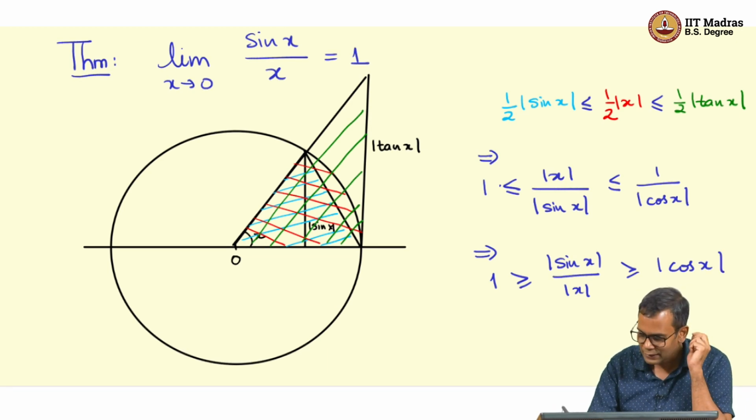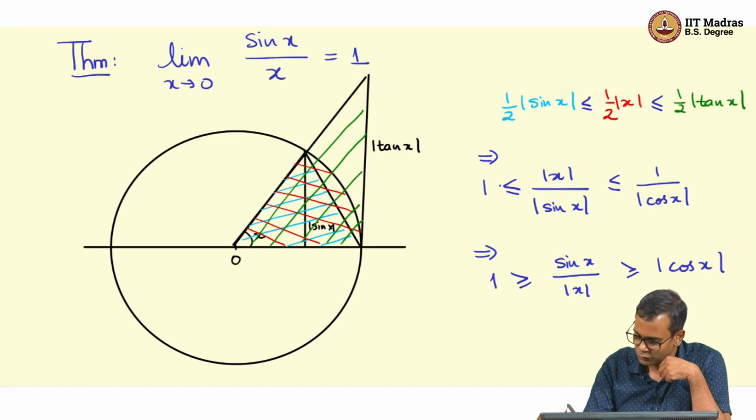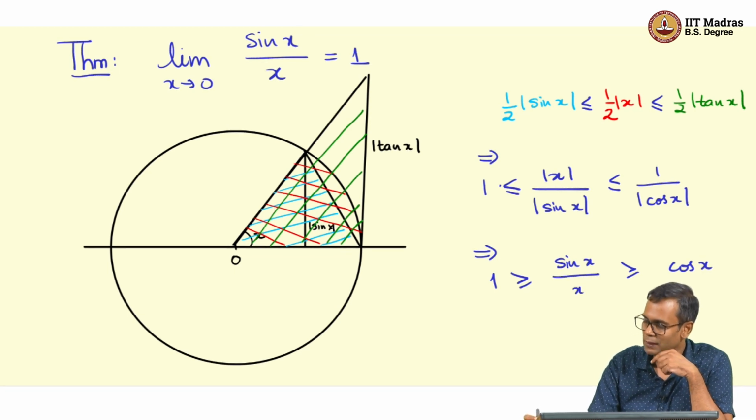Now, if x were positive, we would not need these absolute values. What happens if x is negative? Well, if x is negative, sin x is negative, and x itself is negative. So, once again these absolute values are not needed. So, we can remove the absolute values here, and we are anyway looking at x close to 0, in which case cos x is also positive. So, we can remove these absolute values here as well.